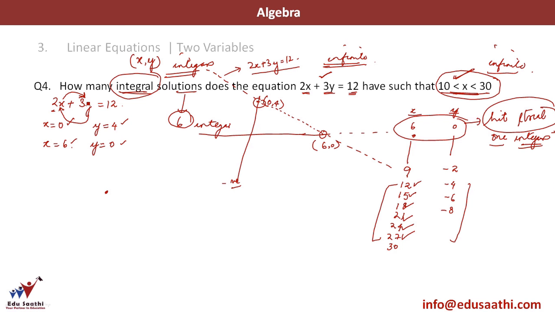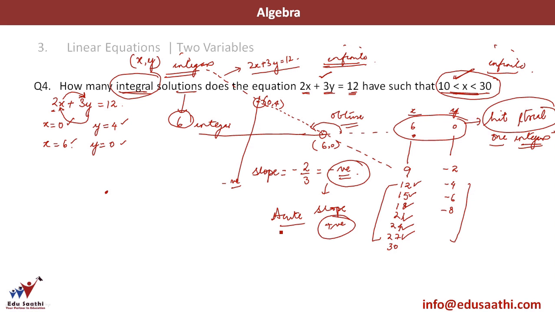Now if you look at the slope of this graph, it can also be found as minus coefficient of x over coefficient of y. The slope would come out to be negative because the angle that it makes is an obtuse angle. So if the angle is obtuse, the slope is negative. Had the angle been an acute angle, the slope of this equation would have been positive.